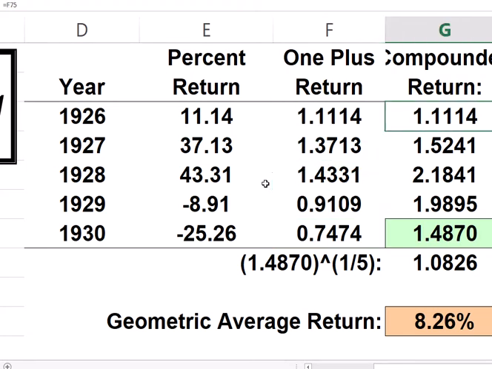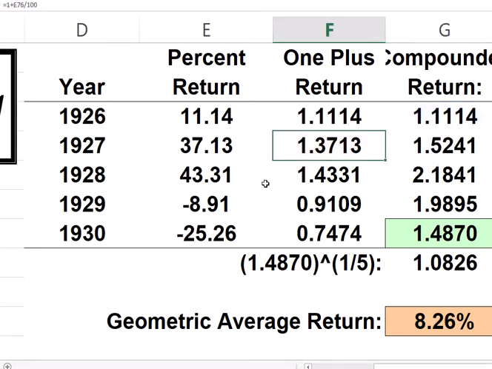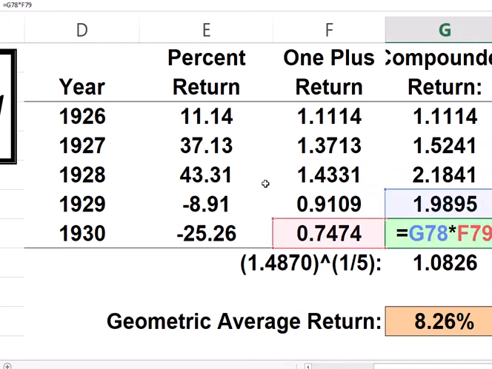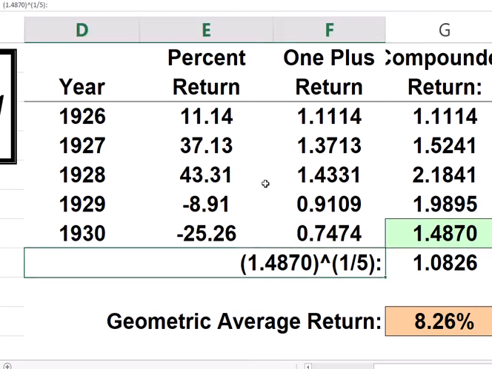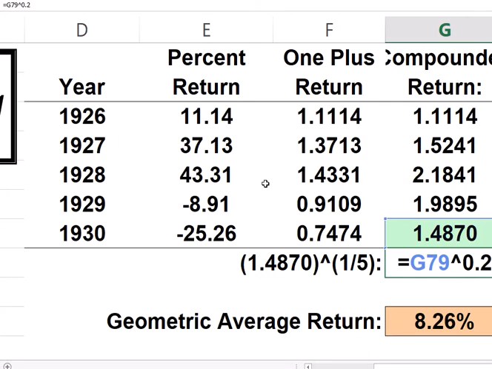Then we have the compounded return by multiplying the previous year times the next year's, so the previous year times the next one. Or we could have done this: this product, we raise it to the 1/5 because we have 5 years, and this is the answer. We subtract 1 from this answer, and that's what we get as our geometric average return.